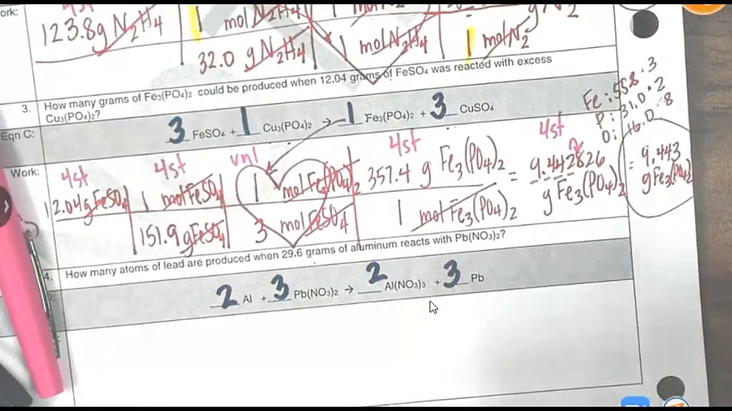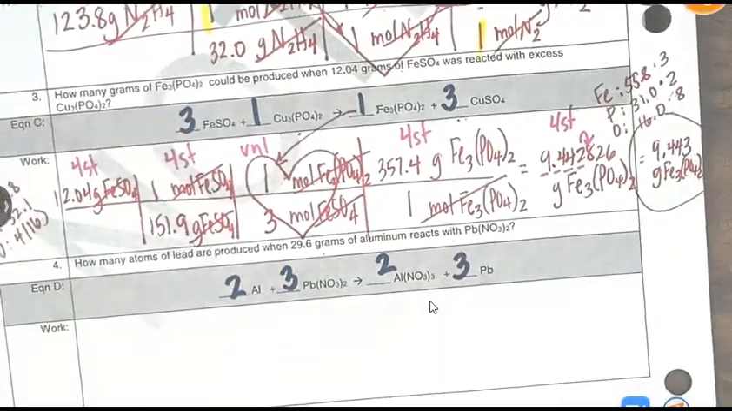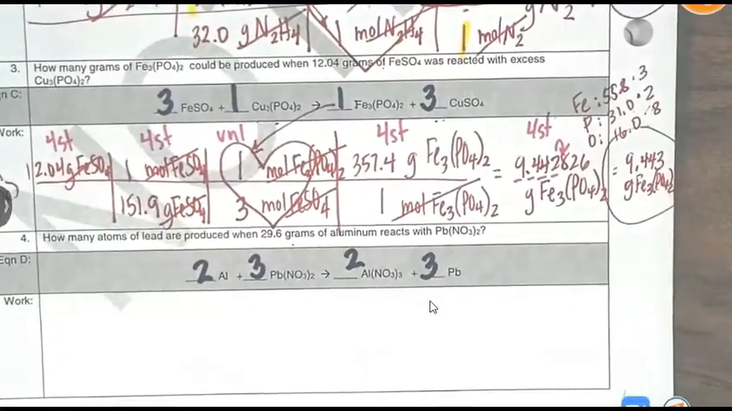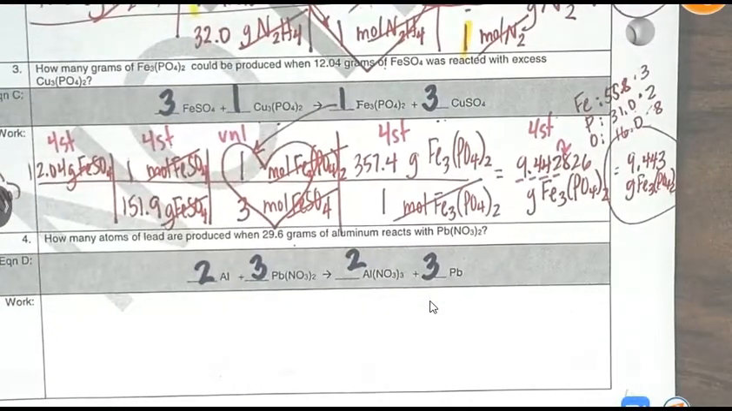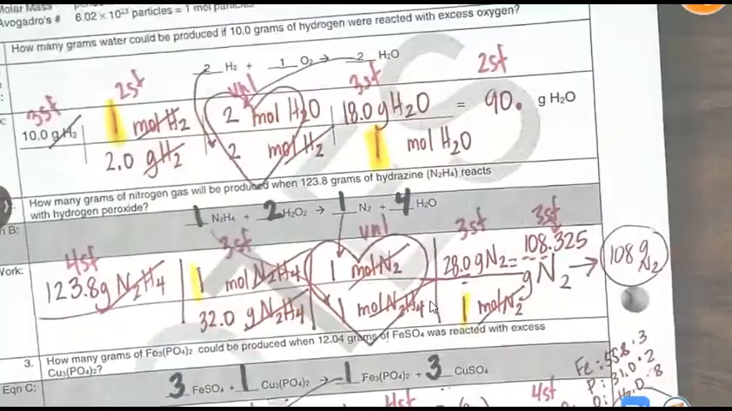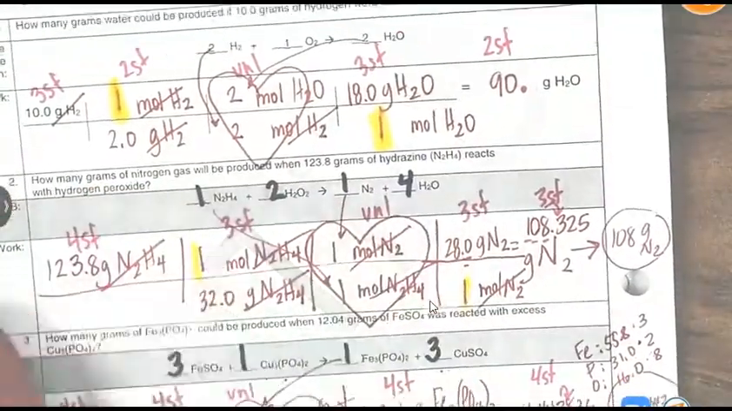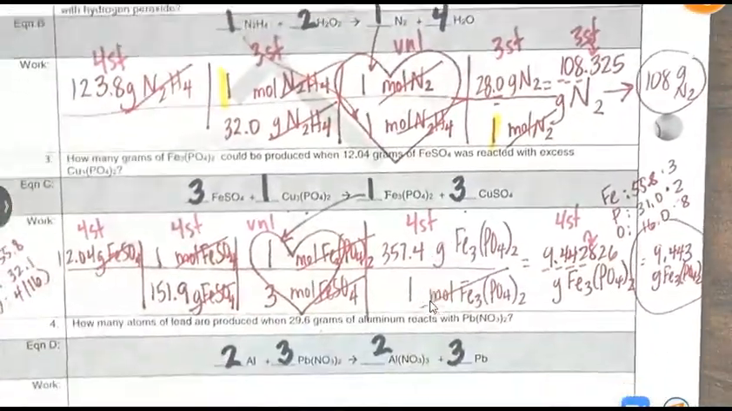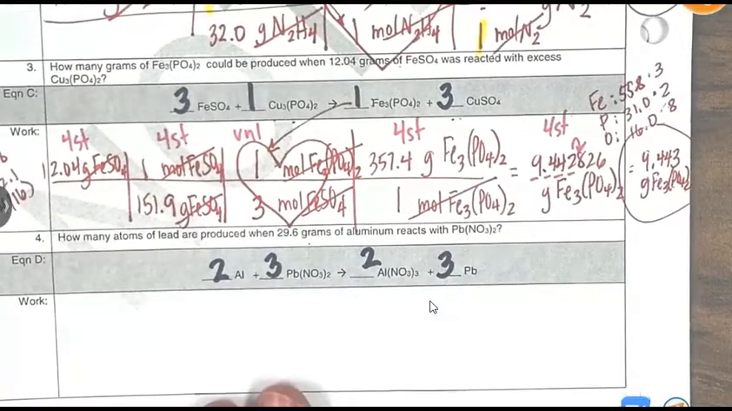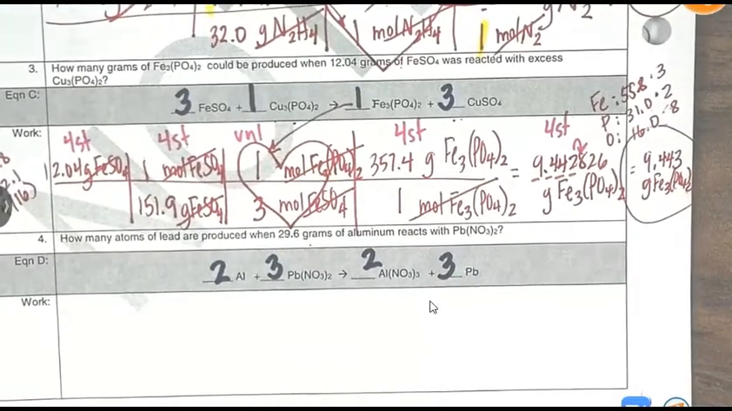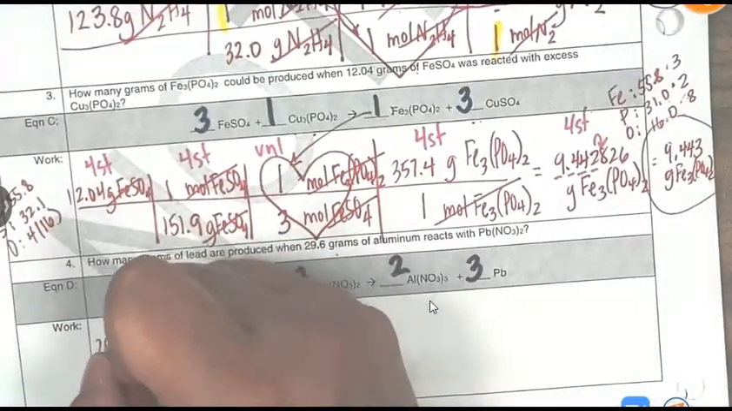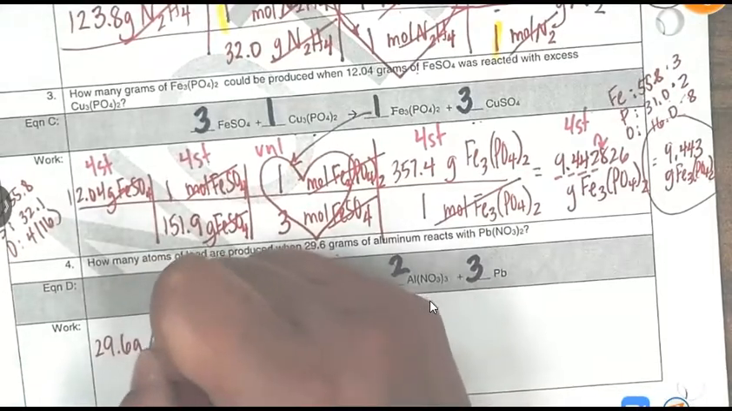Okay. Last one in the notes. How many atoms of lead are produced when 29.6 grams of aluminum reacts with PbNO32? So here's what happens. We've been going from grams to grams, grams to grams, grams to grams. But now this one down here wants atoms. So I'm going to start with my given, 29.6 grams of Al.